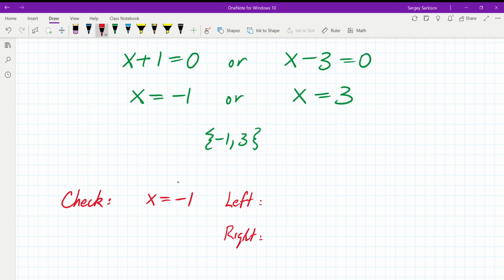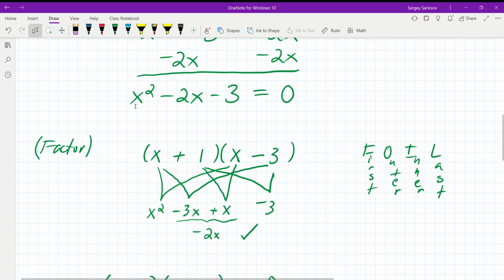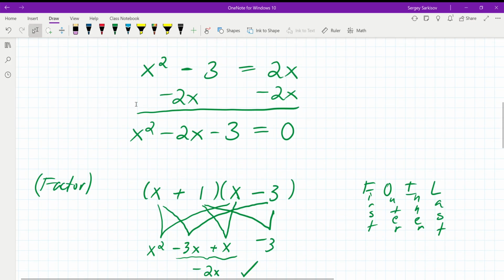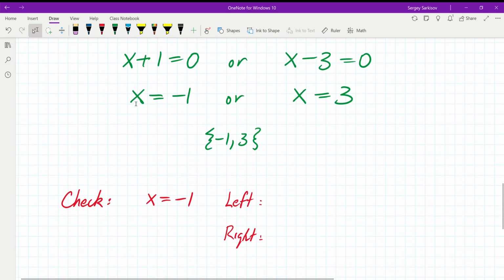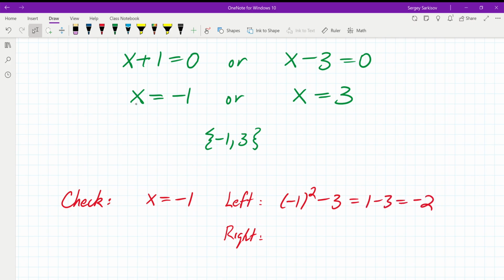On the left side it was x squared minus 3. Go back to the initial. And right side 2x, okay? So x squared, which is negative 1 now, squared, minus 3, is a positive 1 minus 3, which is negative 2. And on the right side we have 2x, double negative 1, which is negative 2. They're equal.